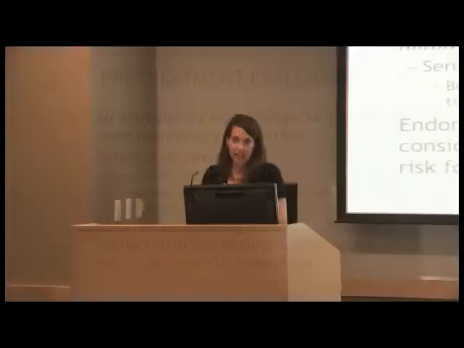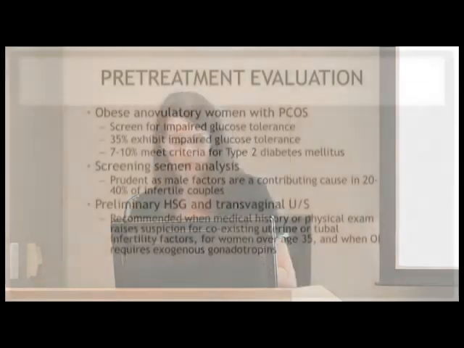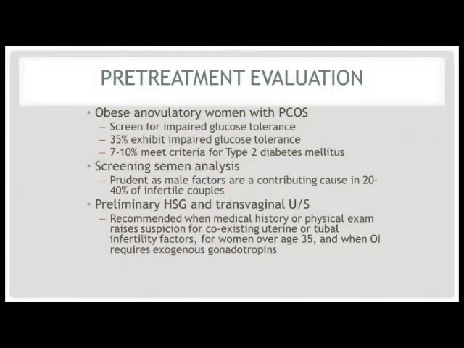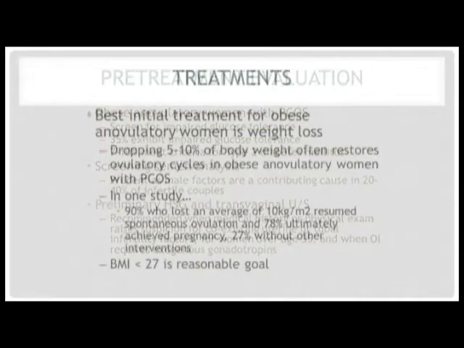Back when I was training, they used to say over age 35. And now the new recommendation is that there is no age cutoff because people get endometrial carcinoma even at a young age if they're not ovulating consistently. So we talked about most of that. So let's talk about treatment, because that's what this whole lecture is about.